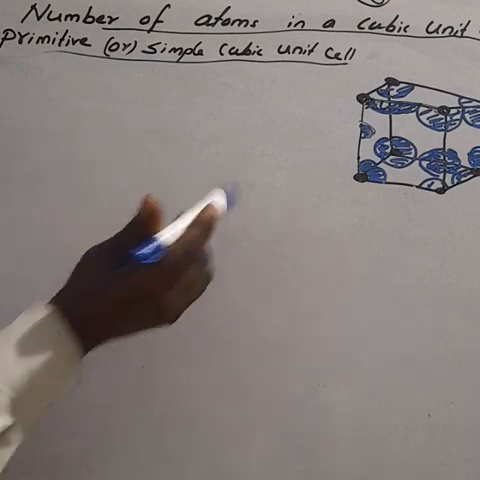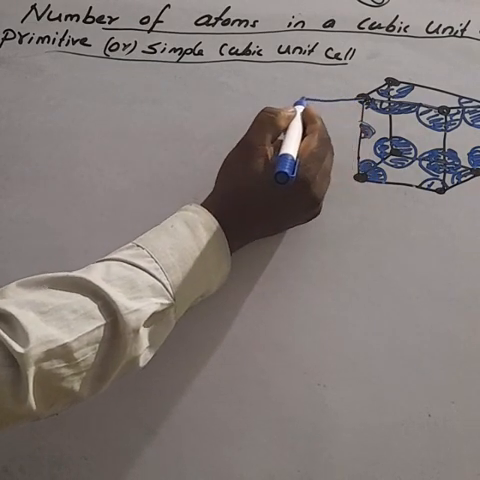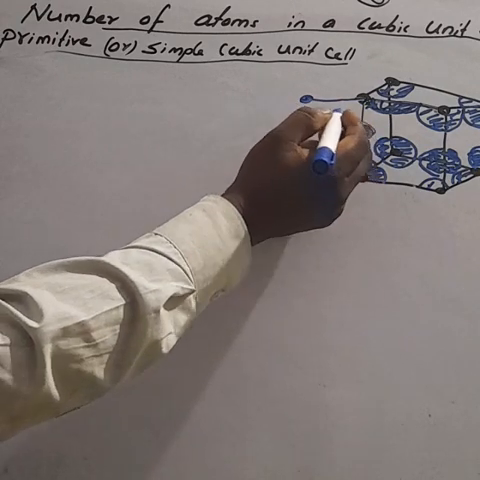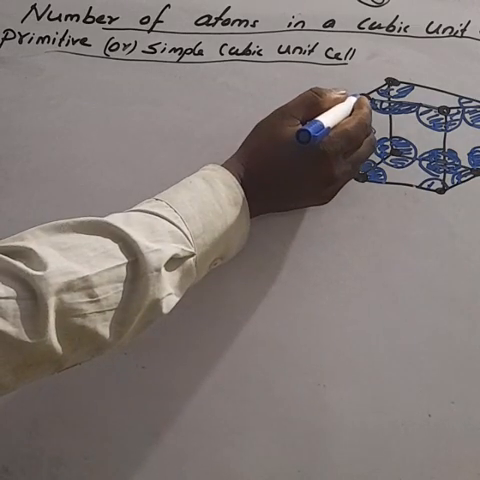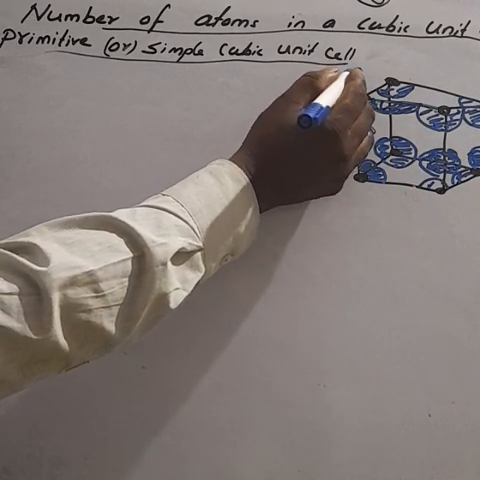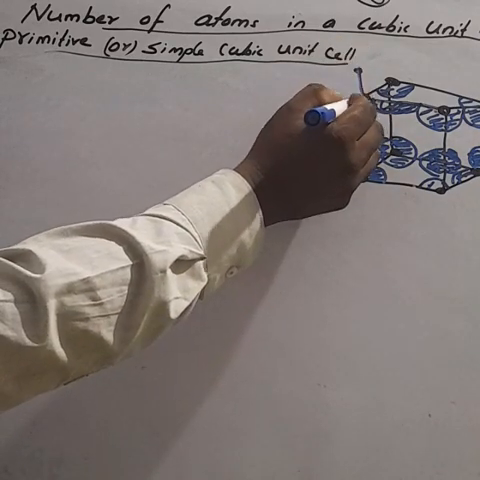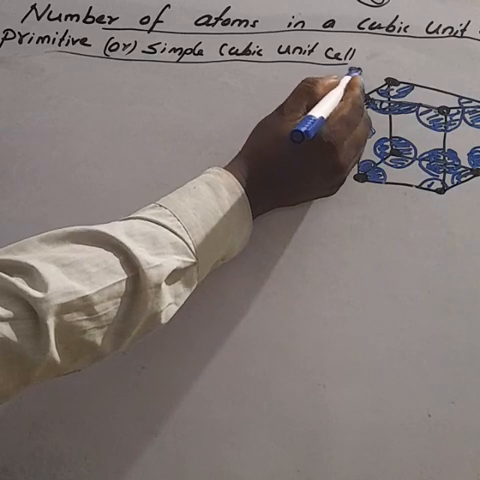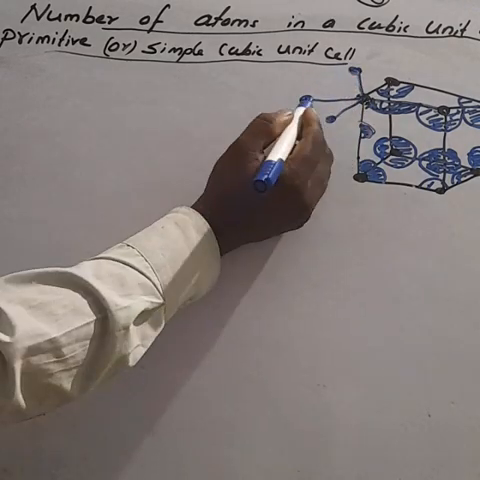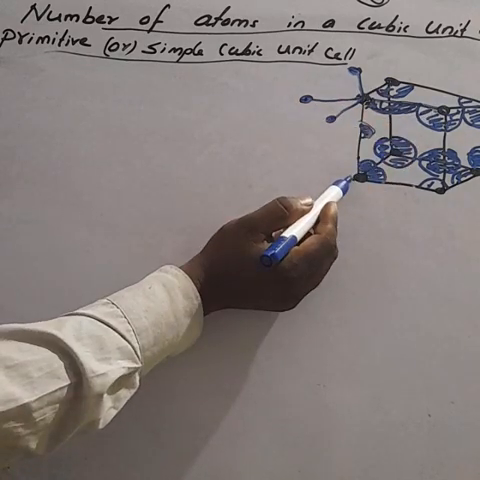Suppose I am taking another one. Just opposite, there is one connection. Am I right? This side also has one connection, and the above also has one connection. So now, what is the coordination number? 1, 2, 3, 4, 5, 6. 6 is the coordination number.